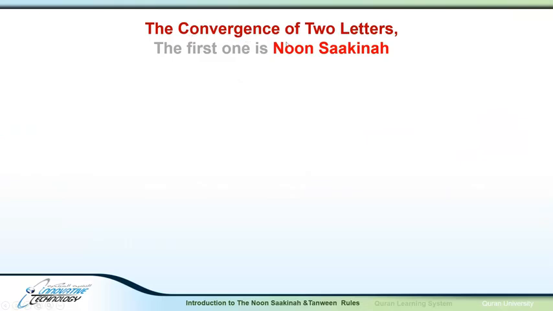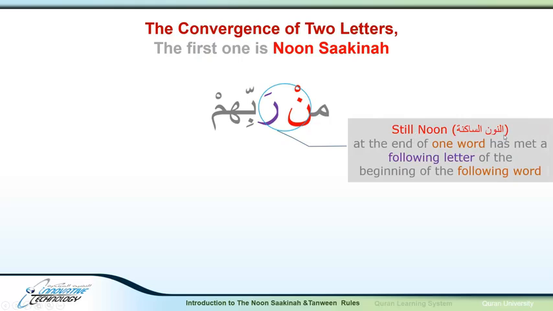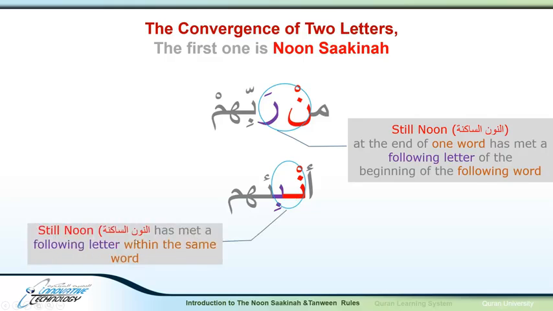We're going to talk about the convergence of 2 letters where the first one is a Noon Sakinah: Min Rabbihim. Noon and Ra are meeting. The still Noon, the Noon Sakinah, at the end of one word, Min, has met a following letter at the beginning of the following word. This word Rabbihim, the first letter is Ra. Now another example is Ambihum. Here, the Noon Sakinah has met the following letter, which is the Ba in this case, within a single word.